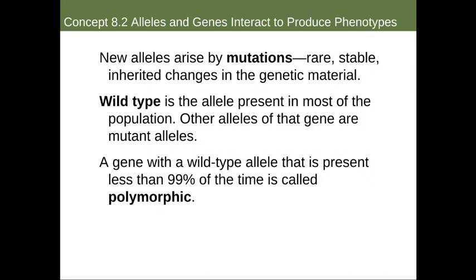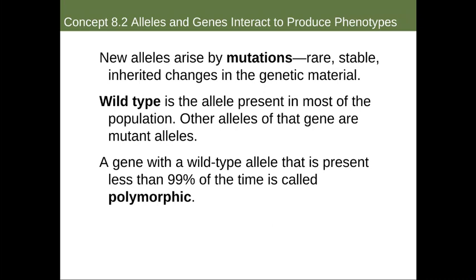Now, when we talk about these new alleles, oftentimes they arise by mutations. These are rare, stable, inherited changes in the genetic material. The wild type is the allele present in most of the population. We need to be careful and not use the word dominant allele here. Remember that dominant and recessive refer to different things, but it is the most common one that's there.